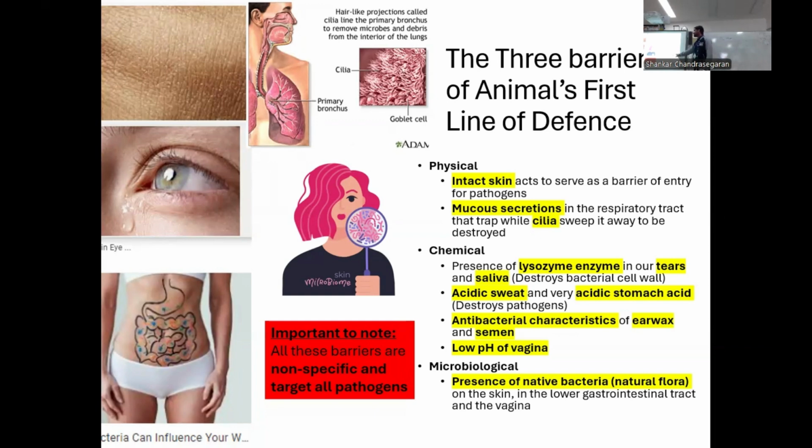Next is your chemical barriers, and obviously the lysozyme enzyme in our tears and saliva can destroy bacterial walls. Your acidic sweat and your acidic stomach acid also do the same. And then you have the antibacterial characteristics of semen and earwax, and also the low pH of the vagina. So anything that is chemically keeping the pathogens at bay, right? Through an acidic environment or through antibacterial properties, solutions or compounds that have antibacterial properties, these are all going to be part of your chemical barrier.